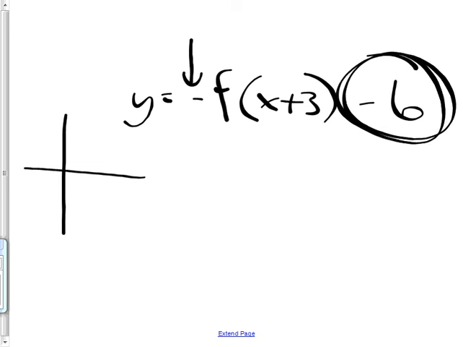So what is it? Down 6. And the last one's in here, and the stuff in there is always counterintuitive. Seems like it's to the right 3, so it's really left 3. Make sense? All right.